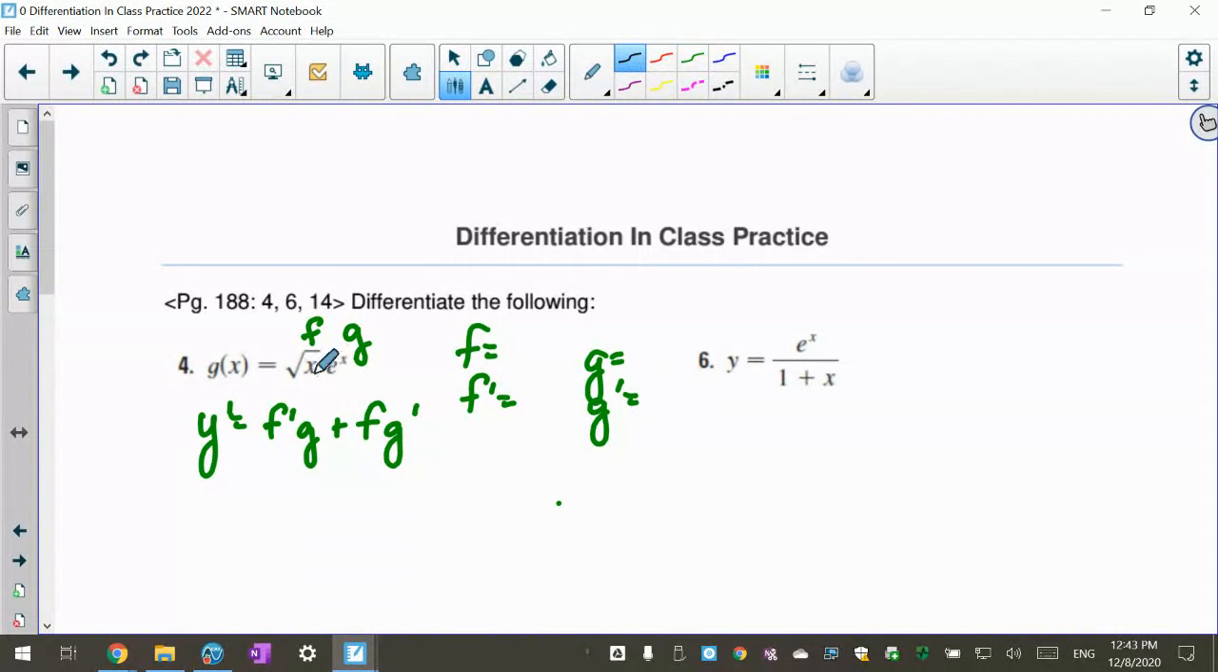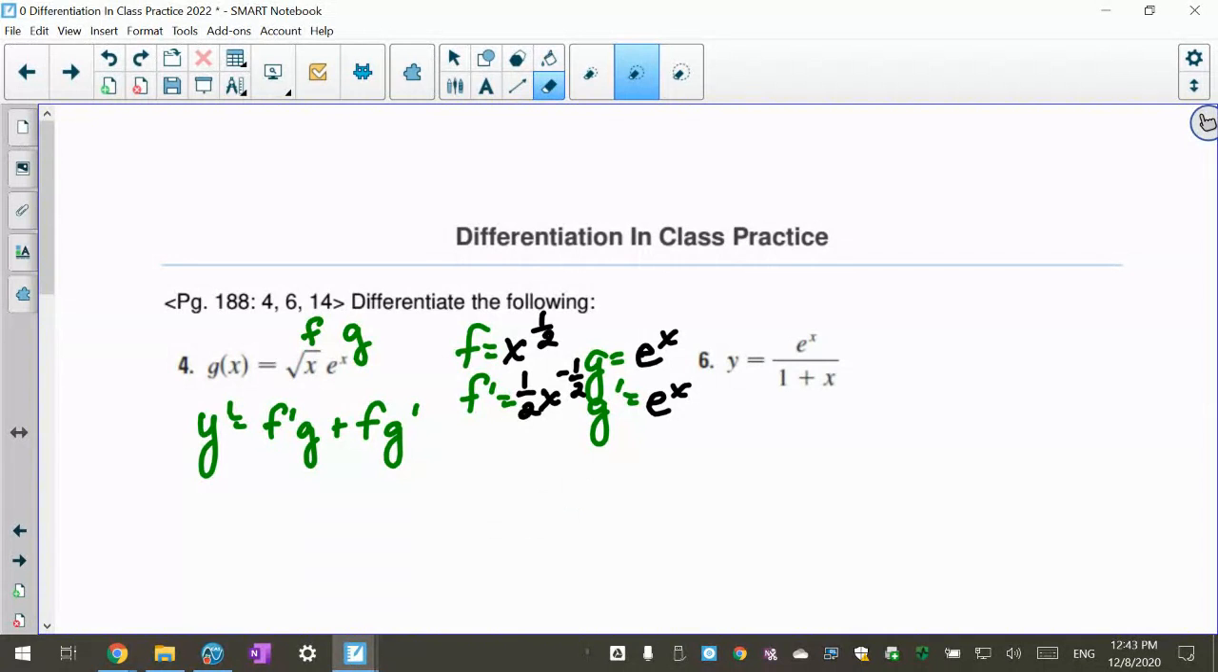A lot of people ask me, how do you want to write it here? Well, you can write it as x to the 1/2. Then when you do f prime, it's 1/2 x to the negative 1/2. G is going to be e to the x, and I know the derivative of e to the x is itself. So this kind of helps you get all set up.